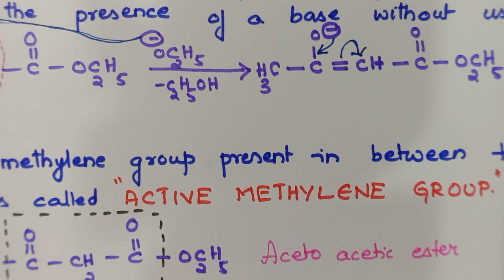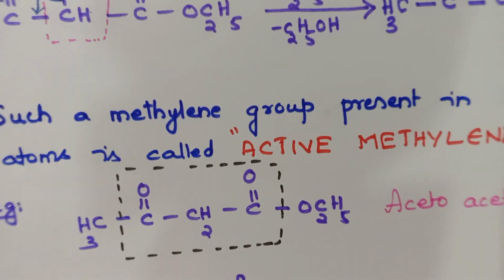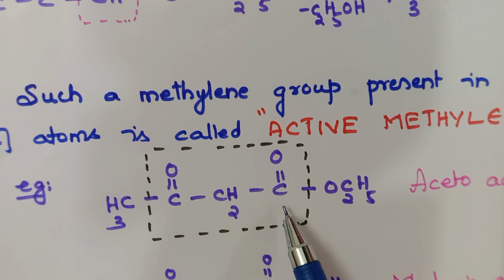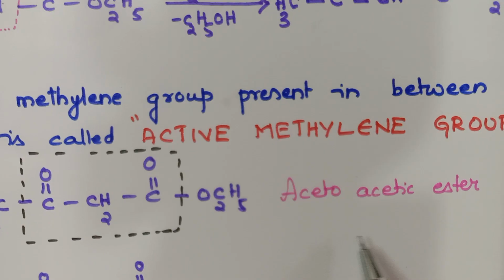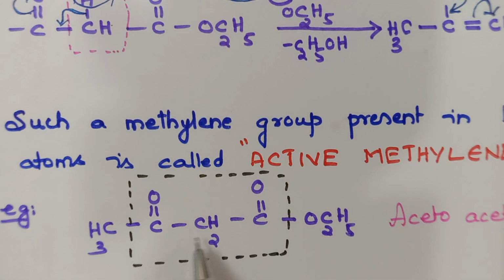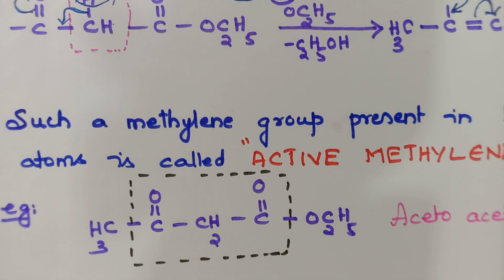Okay, now the same example which we have mentioned here, you can note down. Example: CH3, C double bond O, CH2, C double bond O, C2H5. Its name is acetoacetic ester. Okay, so I have marked here. Look here. This is the methylene group present between two carbonyl. These are the two electronegative groups, and this is called as active methylene group.